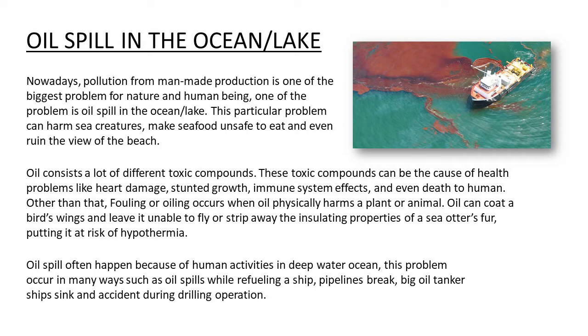As we know, pollution from man-made production is one of the biggest problems for nature and human beings. One of the problems is oil spill in the ocean or lake. This particular problem can harm sea creatures, make seafood unsafe to eat, and even ruin the view of the beach. Oil consists of a lot of different toxic compounds. These toxic compounds can cause health problems like heart damage, skin growth, immune system effects, and even death to humans.